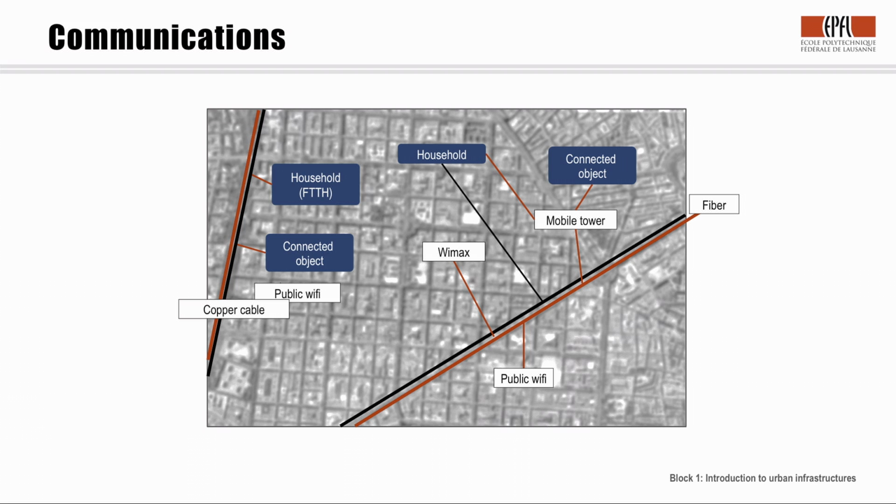Now, the households can be connected to different things. They can be connected to the physical telecommunications network, to the copper cables, or they can be connected to the Wi-Fi, to the fiber directly. But increasingly, people are then connected directly to mobile. They have a mobile phone, and in some countries, they only have a mobile phone, and then they are connected to mobile towers, which in turn are connected to the fiber.